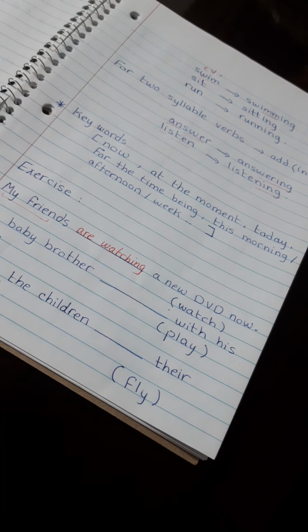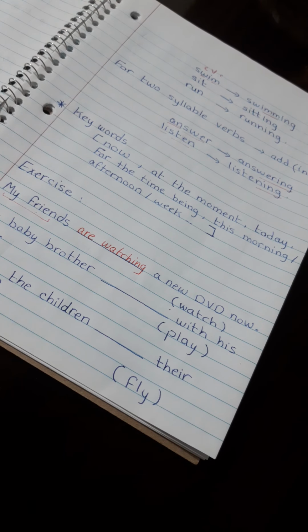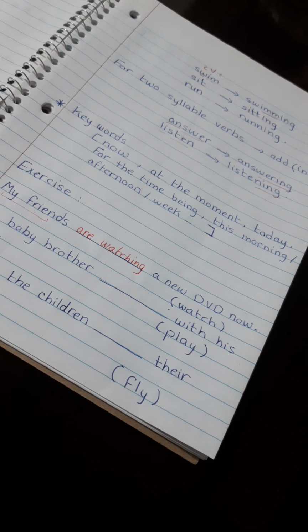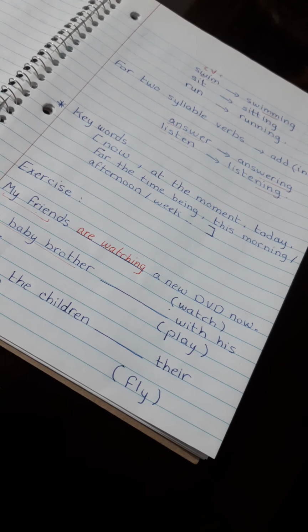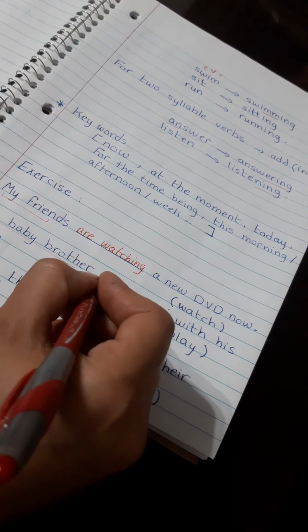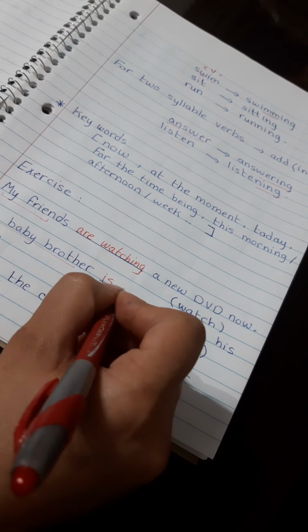My baby brother with his toys. The verb is play. So my baby brother is a singular subject. So we need to use is playing.